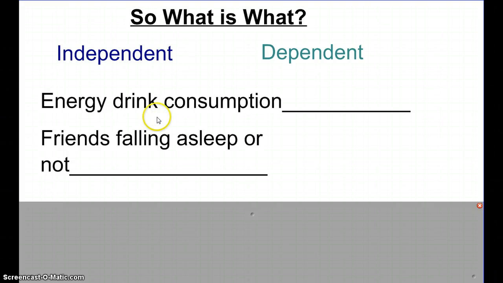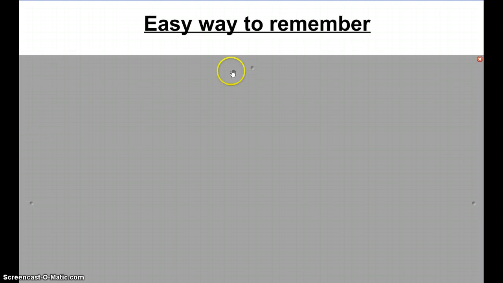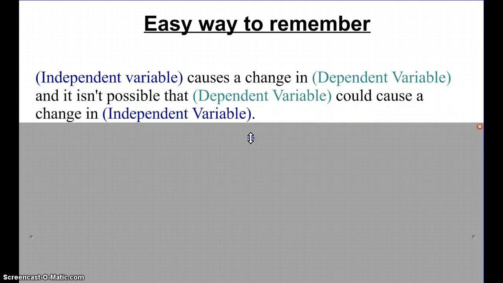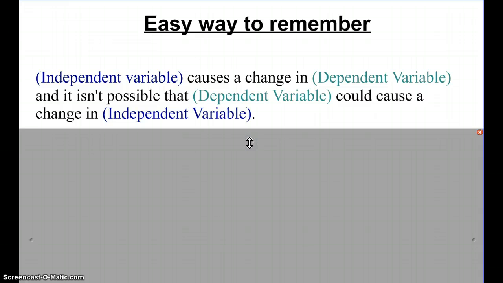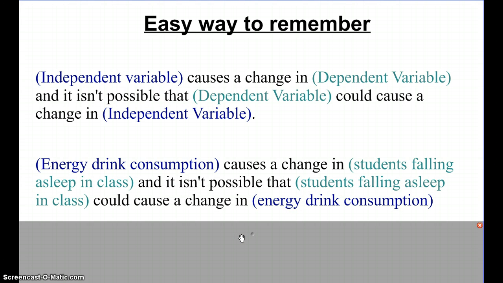Alrighty, so if you said energy drink consumption is independent, you are correct. And if you said friends falling asleep or not is dependent, you are also correct. Now there is an easy way to remember this, since even I get this mixed up a few times. The independent variable causes a change in the dependent variable, and it is impossible that the dependent variable could cause a change in the independent variable. So using our example, energy drink consumption causes a change in students falling asleep in class, and it isn't possible that students falling asleep in class could cause a change in energy drink consumption.